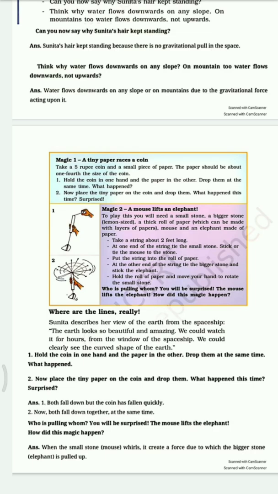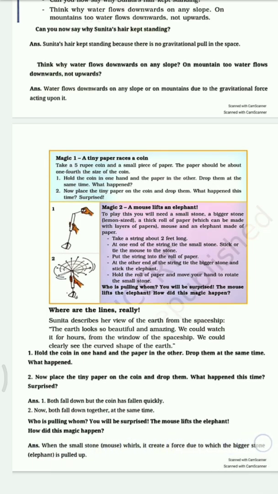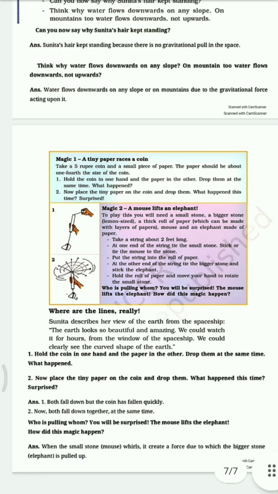Now you hold the roll of paper and move your hand to rotate the small stone. So the question is, who is pulling whom? You will be surprised. The mouse lifts the elephant. How did this magic happen? The answer is, when the small stone whirls, it creates a force due to which the bigger stone is pulled up. Whirls means rotating. So when you move your hand, the small stone on which the mouse is stuck will rotate. Due to that, it creates a force, and due to that force, the bigger stone is pulled up.